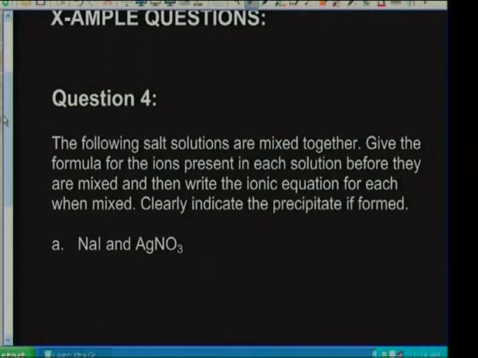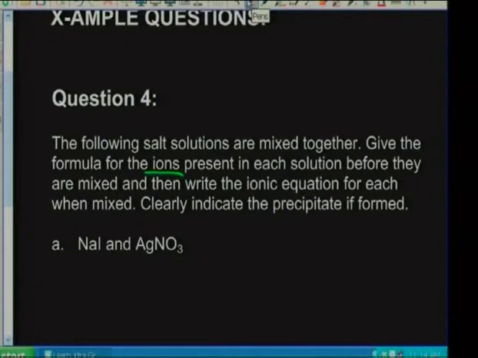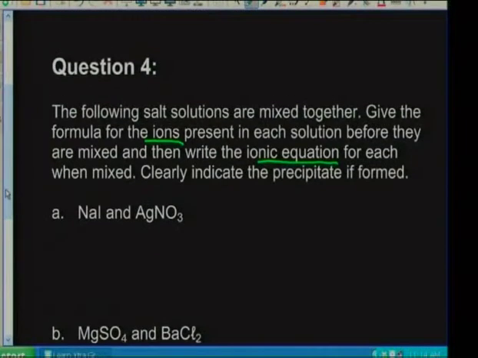So our question says the following. We've got some salt solutions that are mixed together. Give the formula for the ions present in each solution before they are mixed, and then write the ionic equation for each when mixed. Okay, so the first one, we've got some sodium iodide and some silver nitrate.